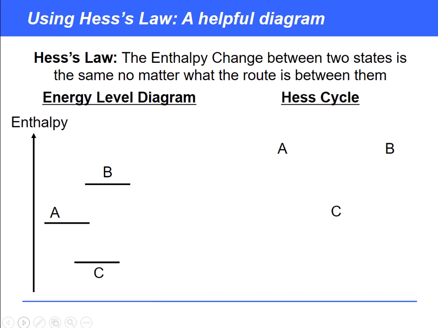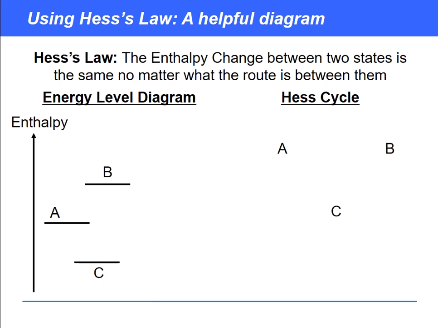Now, how can we go about using it? Well, the first thing to note is that the energy level diagram that you can see on the left-hand side, which we've been using to illustrate Hess's law so far, is rather cumbersome. Now, we do use this sort of representation when we use Hess's law to solve problems involving the formation of ionic lattices, known as the Born-Haber cycle, and we'll see that in Year 13 chemistry.